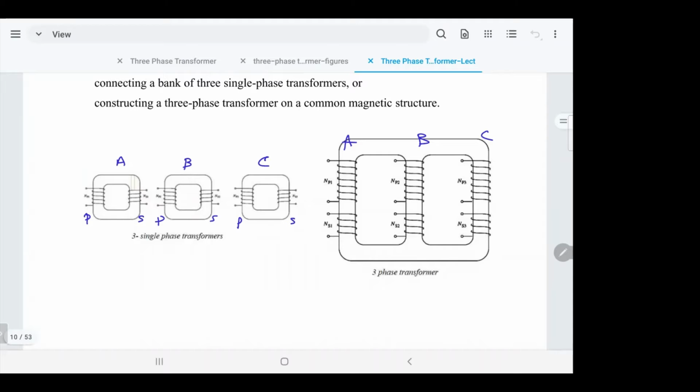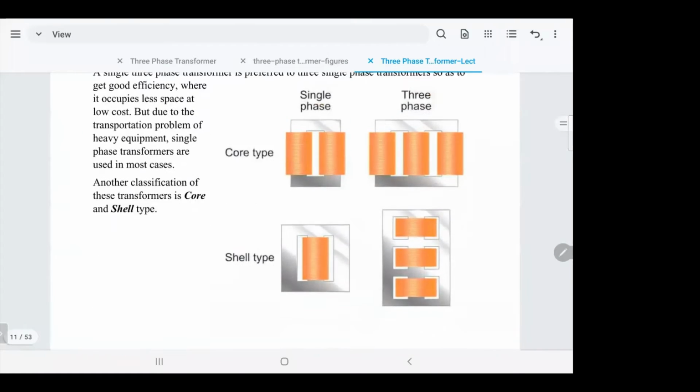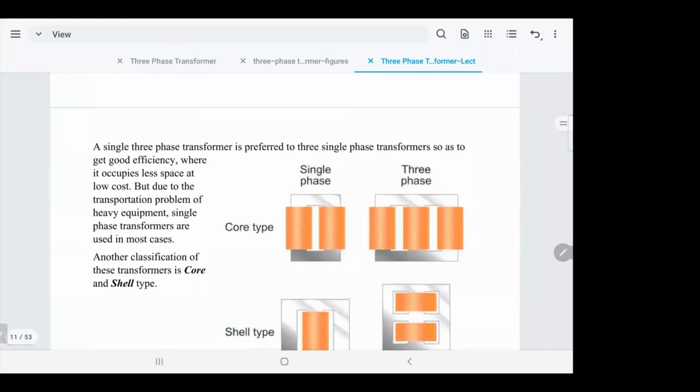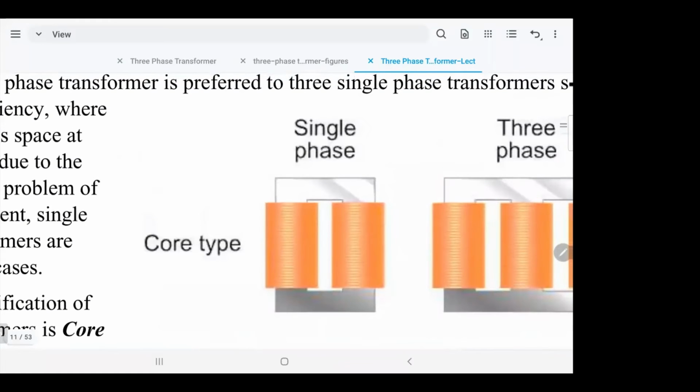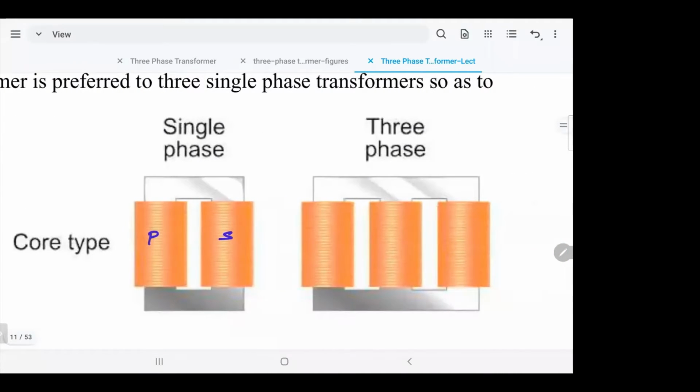And for both transformers, single phase or three phase, there are two types of structure. The first one is called core type. If you look at the core type, that's single phase. You have this rectangular one. You have the primary winding on one side, the secondary winding on the other side. The same thing, that's core type. And the core type three phase is the same thing.